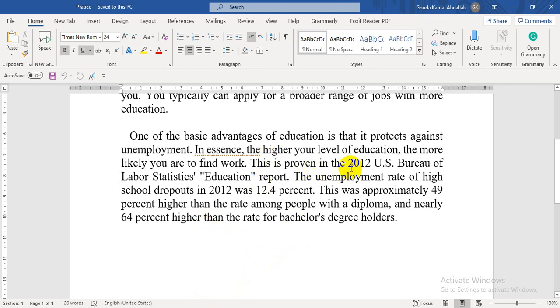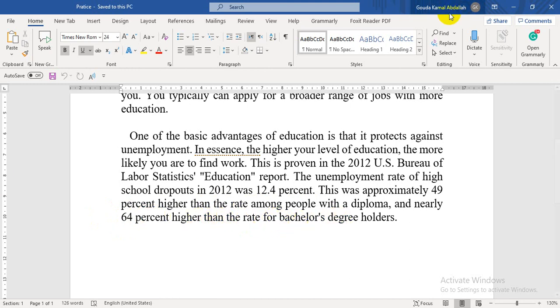This is proven in the 2012 U.S. Bureau of Labor Statistics Education Report. The employment rate of high school dropouts in 2012 was 12.4%. This was approximately 49% higher than the rate among the people with a diploma, and nearly 64% higher than the rate for bachelor degree holders.